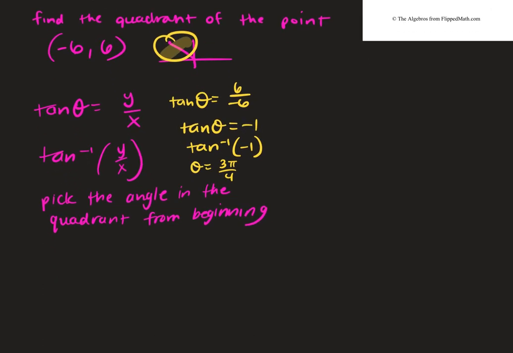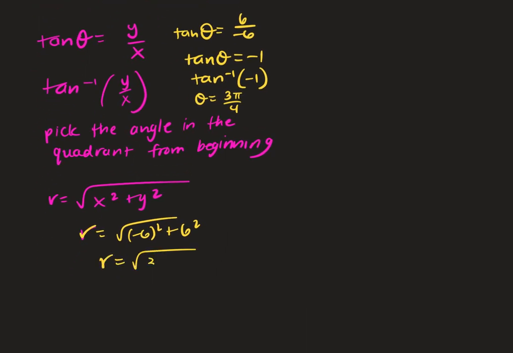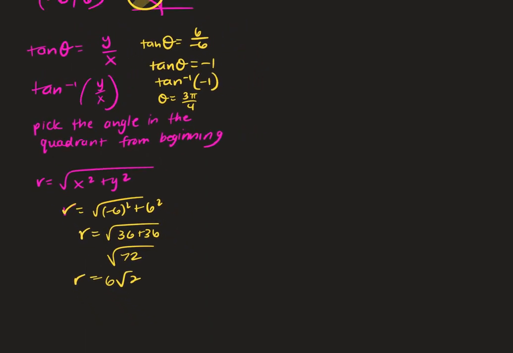And then r is the square root of x squared plus y squared. So in this case, r would equal the square root of negative 6 squared plus 6 squared. 36 plus 36, which is 6 root 2. And then you give that answer in r, theta format. 6 root 2, 3 pi over 4.